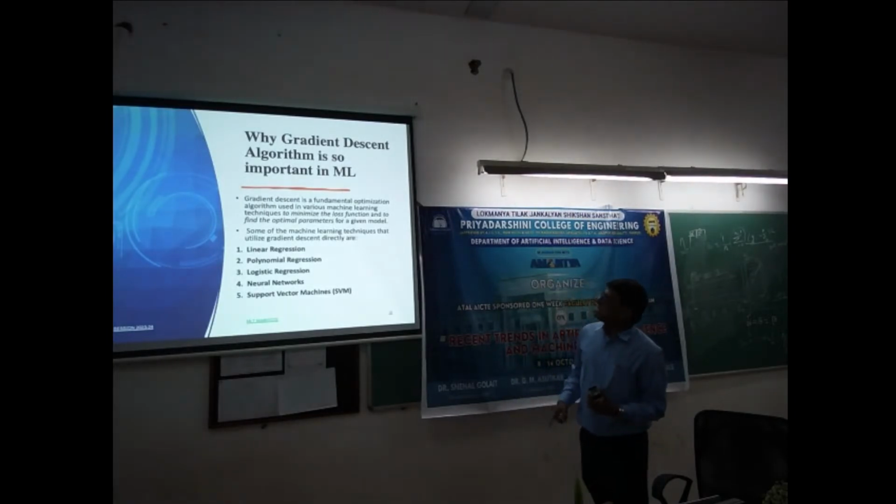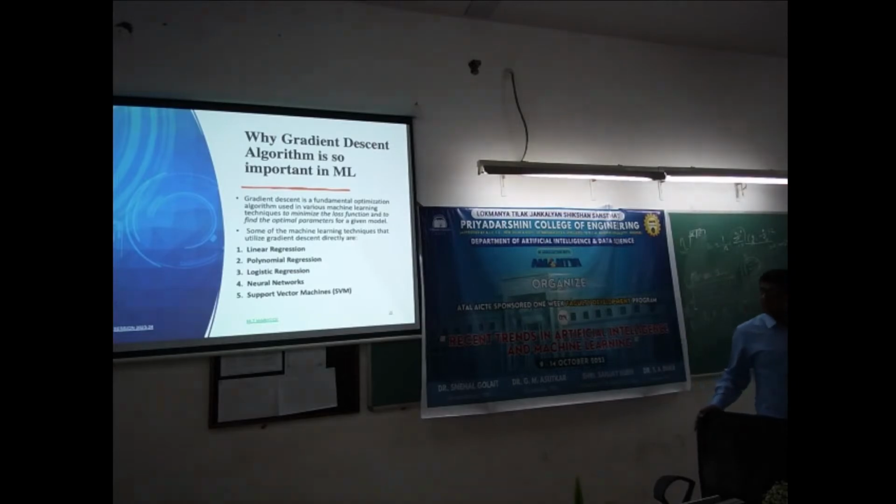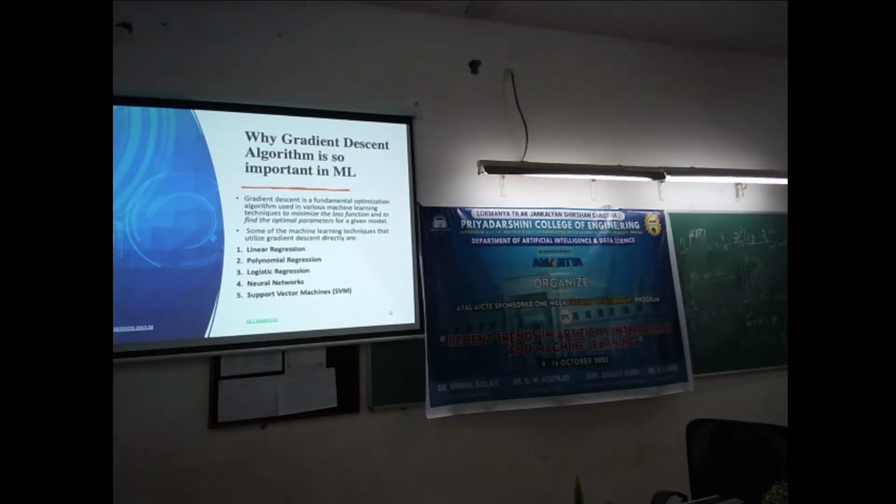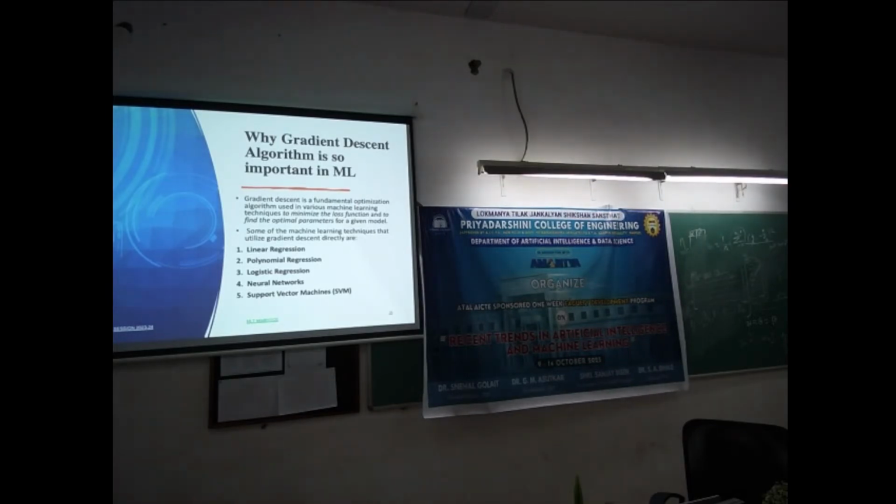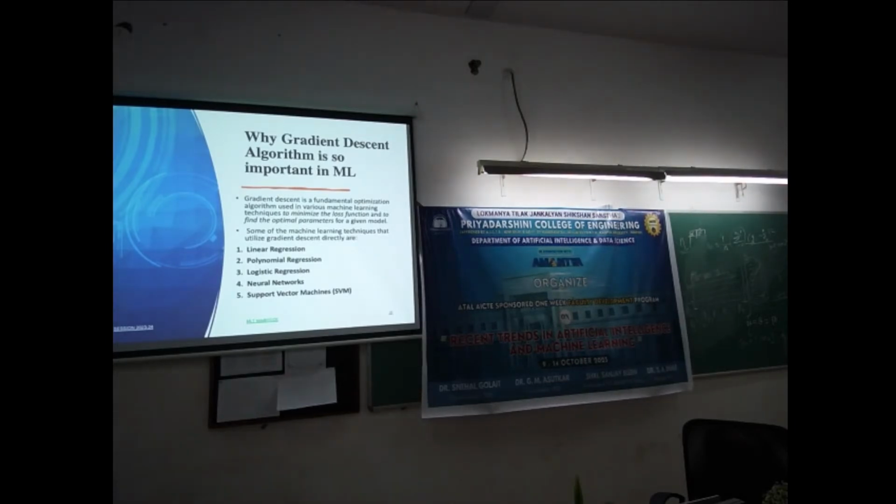As I have told you, why the gradient descent algorithm is to be used. Basically, gradient descent is a fundamental optimization algorithm used in various machine learning techniques to minimize the loss function and to find the optimal, or best possible, parameters for a given model. Because the output of a machine learning algorithm is what? The set of parameters, because once you know the parameters you can find out the output. So finding the best parameters is the objective of any machine learning algorithm.